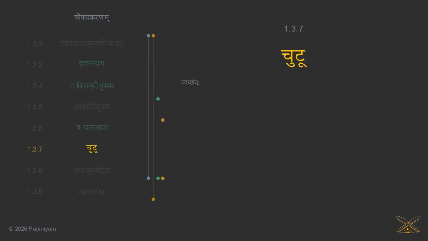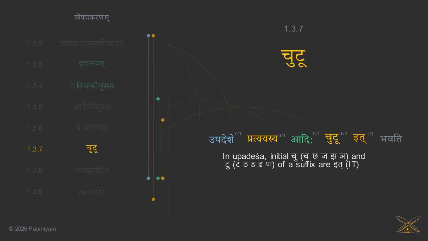Here, Pratyaya is going to continue from above. Upadesha and It, they will also continue. And Adi is coming because the Pratyaya Adi, we have to look at this Chu and Tu, which is the acronym that Pāṇini created. Chu being Cha, Chha, Ja, Jha, Nya and Tu being Ta, Tha, Da, Dha, Na. And for these, if they are in the beginning of the Pratyaya, they also get the It Sangya.